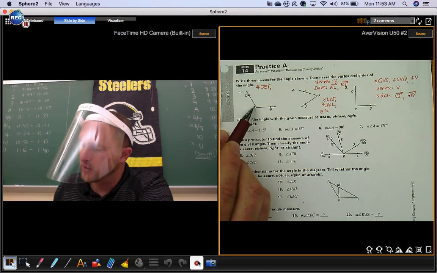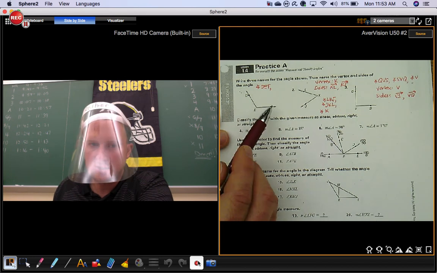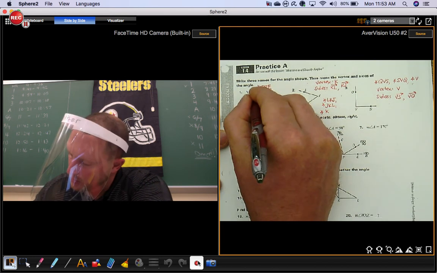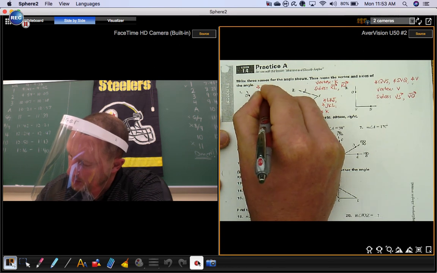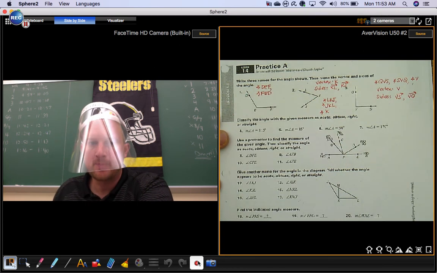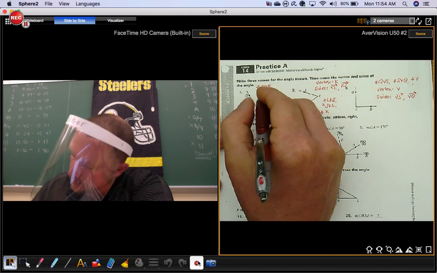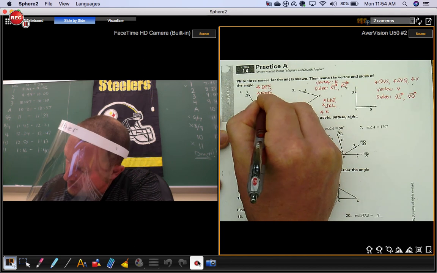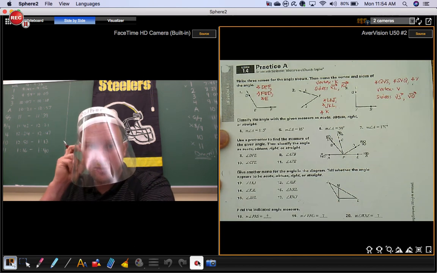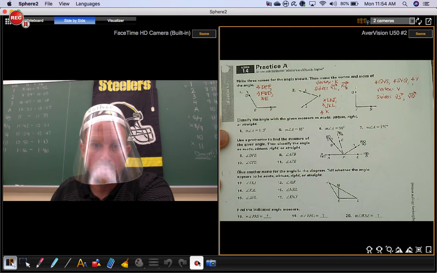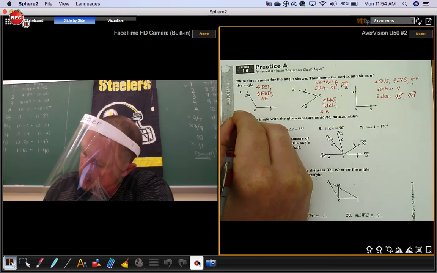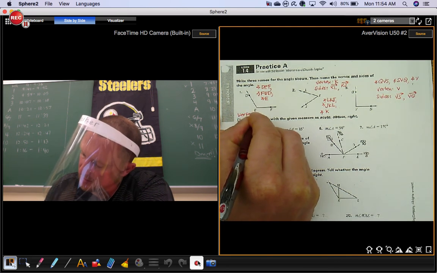Now if you reverse the letters, that's acceptable as well. You could call this angle FED. And since there's only one angle, you could actually name the angle by its vertex. So angle E is acceptable in this diagram as well. That's because the vertex is that point E.